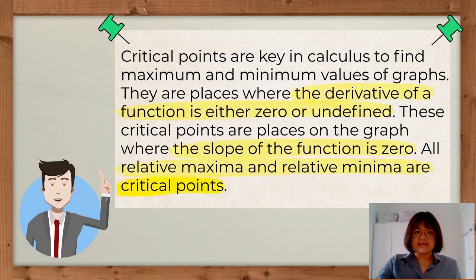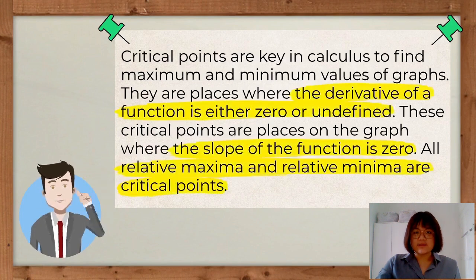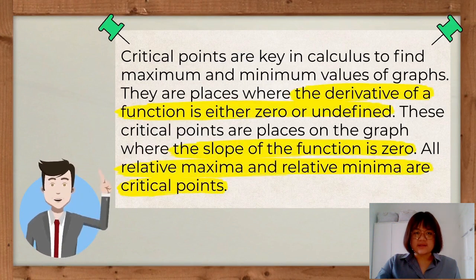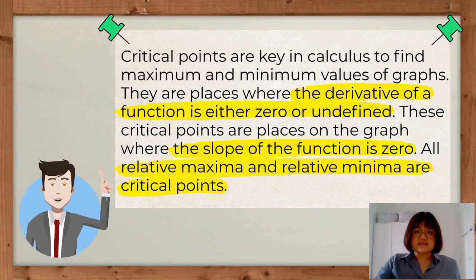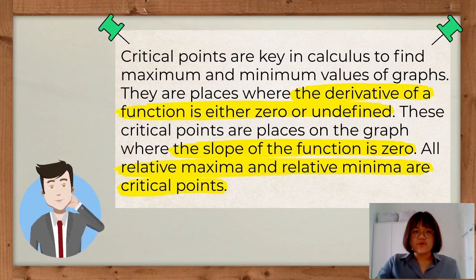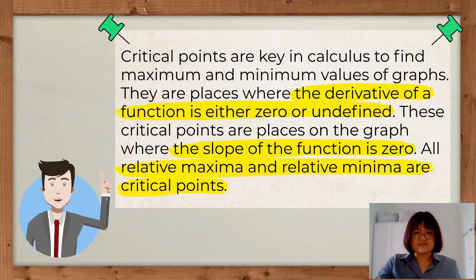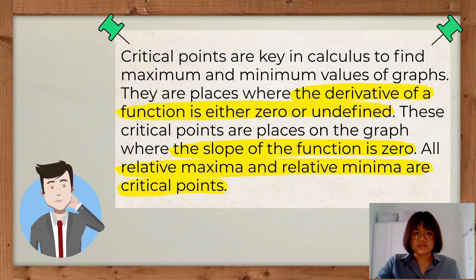Critical points are key in calculus to find maximum and minimum values of graphs. They are placed where the derivative of a function is either 0 or undefined. These critical points are placed on the graph where the slope of the function is 0. All relative maxima and relative minima are critical points.